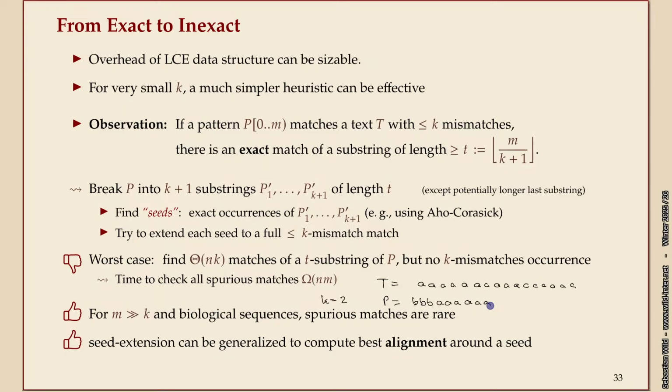Like this. So I'm going to break my pattern into these triples here. I'm going to find a ton of matches for these triple A's, but none of them can possibly lead to an actual match. So the algorithm finds n times k matches or seeds, but they're all spurious. So in the worst case, and this is the number of matches, you have to check each one, so the running time is n times m. It's back to the brute force version.